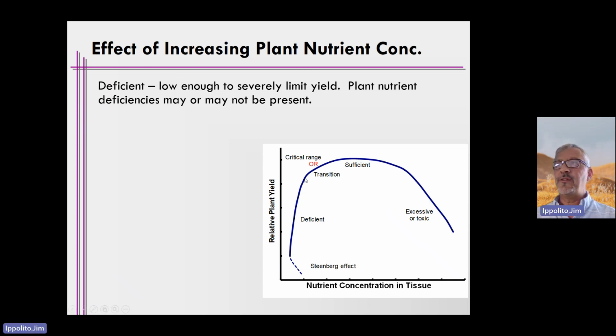And it's interesting to note that you may or you may not see a deficiency symptom in a plant. Sometimes you do, sometimes you don't. And it makes it a challenge for diagnosing the deficiency. It's not impossible, but it makes it difficult. Okay, so that's the deficient zone. The crop yield is severely limiting due to the lack of a nutrient or nutrients.